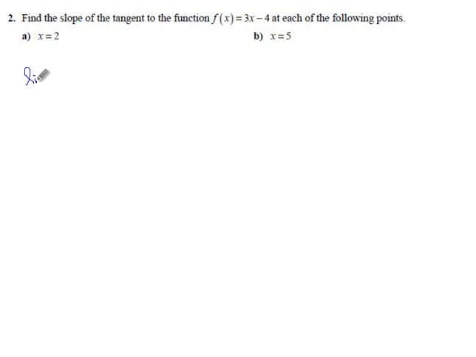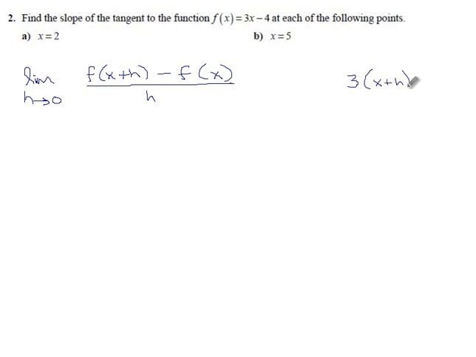We do the limit as h goes to 0 of f of x plus h minus f of x all over h. And to get this filled in, we need f of x, and we have it. It's 3x minus 4. We also need f of x plus h, which means write this again, but everywhere that it should contain just an x, we put x plus h instead. And that cleans up to 3x plus 3h minus 4. So that's our f of x plus h.